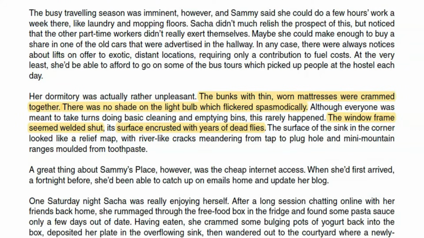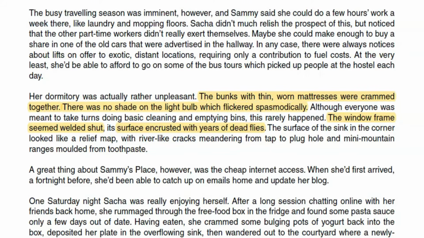Now, one pitfall you need to try and avoid is lifting phrases from the text. So say, for example, you are writing from the point of view of Mrs. Wilkie and you say, "I am incredibly angry. The bunks were thin, the mattresses were worn, the surfaces were encrusted with years of dead flies." You wouldn't get reading marks because you need to reword where appropriate, and certainly words such as encrusted, thin, worn, flickered spasmodically. Those kind of ideas Cambridge expects you to reword.